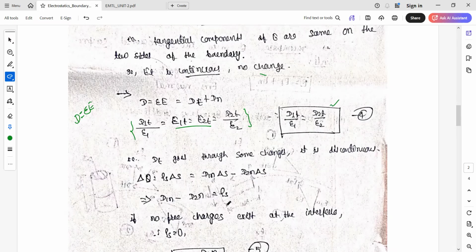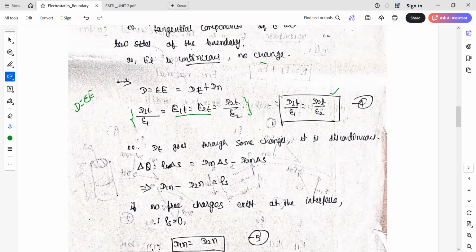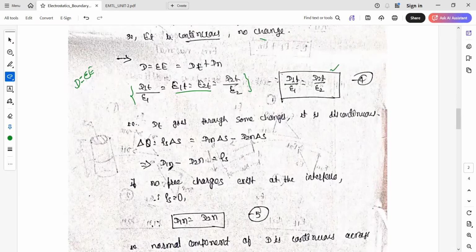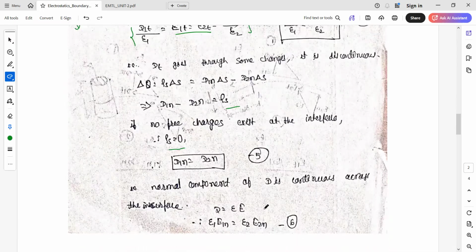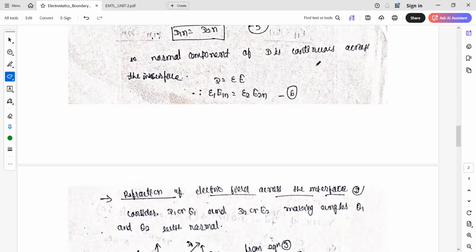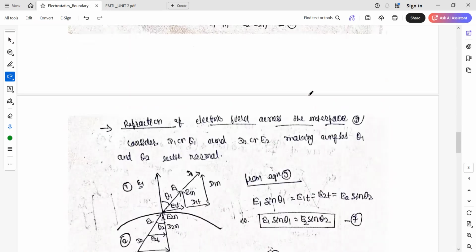Now if you see the second part of the diagram, from there we have D1n minus D2n equals rho s, and no free charge exists at the interface. That is, the charge density is 0. So finally, the normal component of the flux density is going to be equal at the interface. Again, we can write the same for the electric field intensity also.